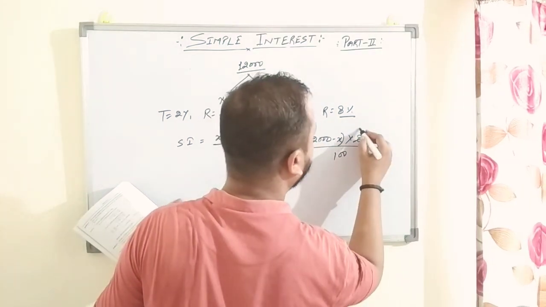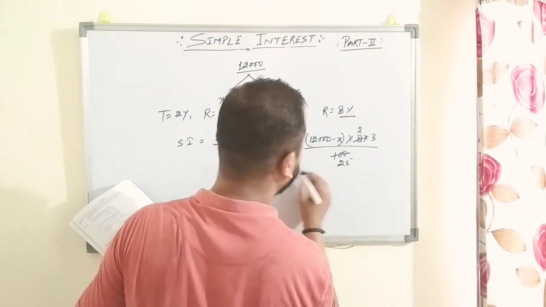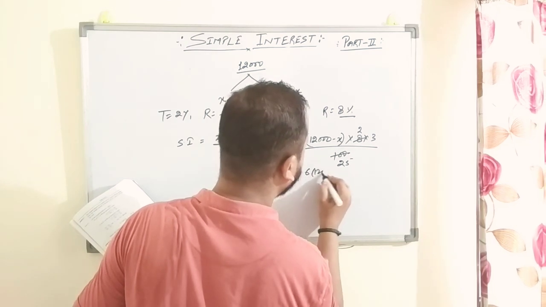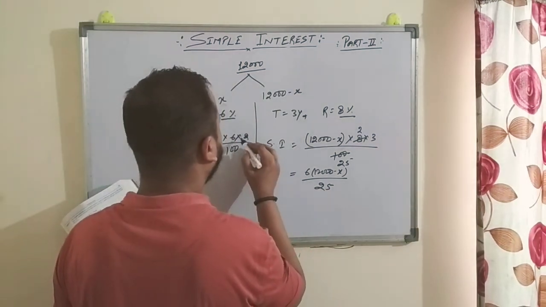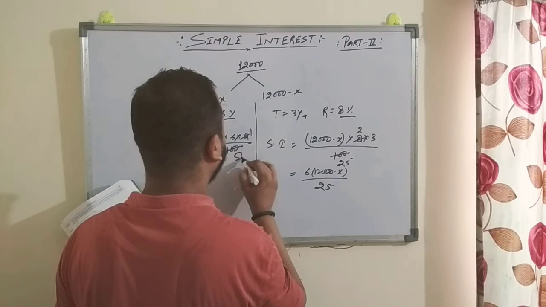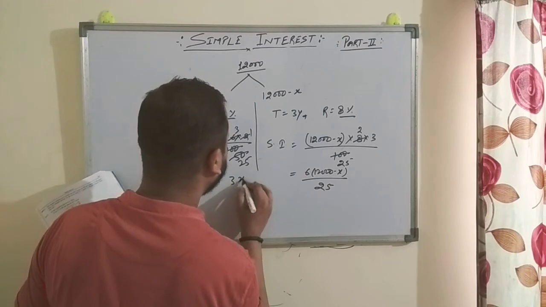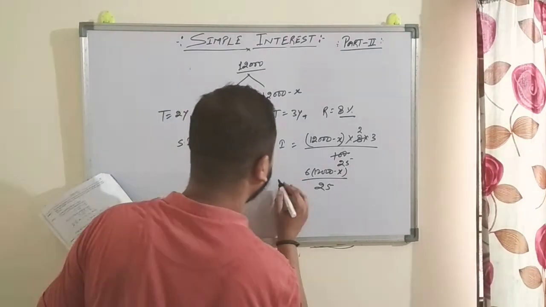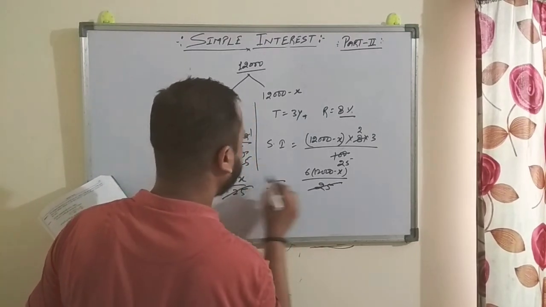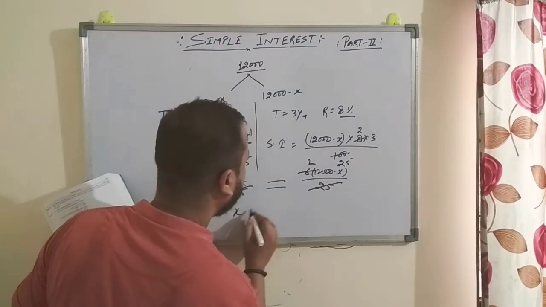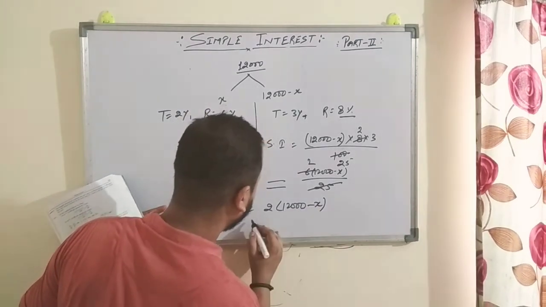So here 4 2s are 8, 4 25s are 100, so 3 2s are 6. So 6 into 12,000 minus x upon 25, and here we'll get 2 1s are 2, 2 50s are 100, so 3x by 25. Now they both are the same. So this 25 gets cancelled, right? So here x is equal to 2 into 12,000 minus x.